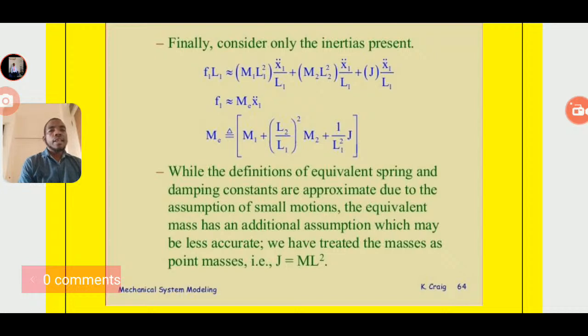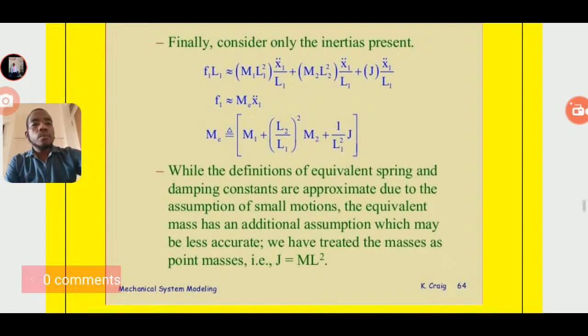That means F1 L1 is approximately equal to M1 L1 square into x1 L1 plus M2 L2 square into x1 L1 plus J into x1 L1. So F1 is equal to, here we can see that, MC x1.